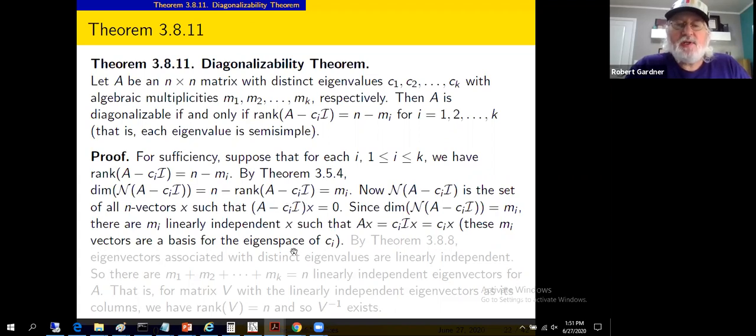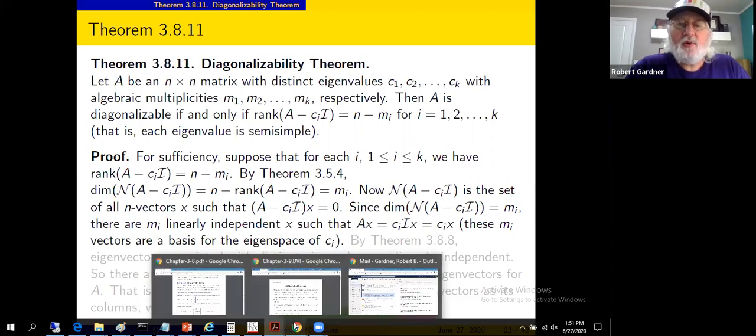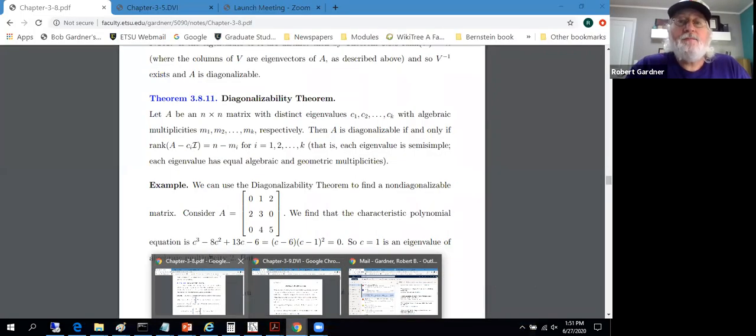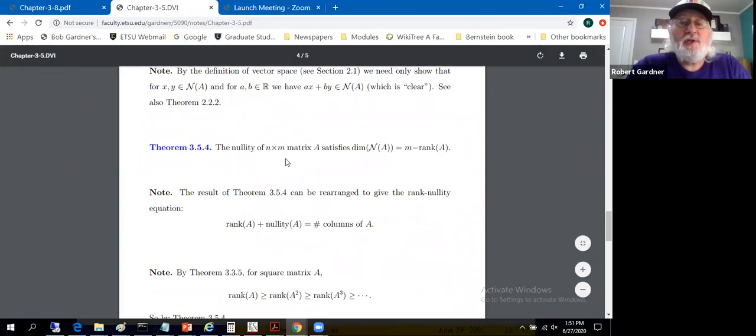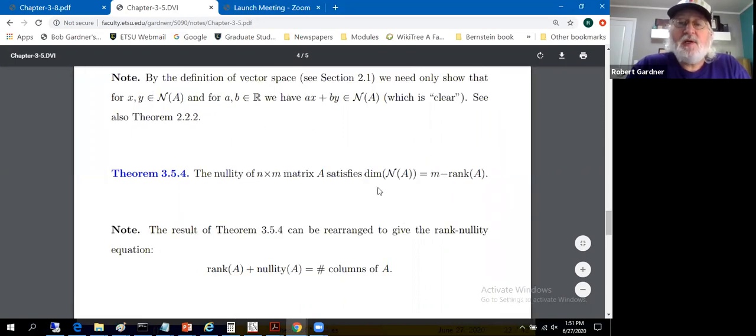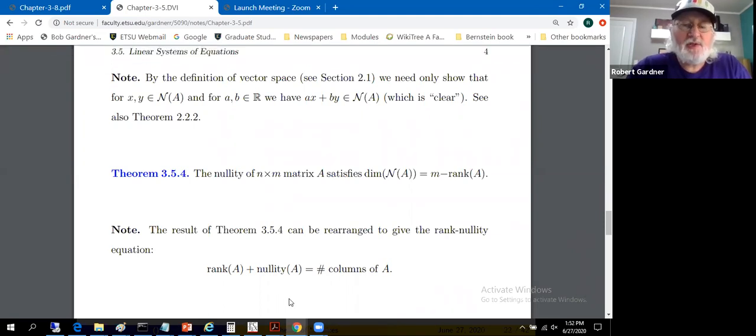And I tell you what, let's take a peek real quick at Theorem 3.5.4. Here we're dealing with a square matrix. The nullity of an n by m matrix A satisfies: the dimension of the null space equals m minus the rank. We have n and m equal in ours, so this is exactly what we're looking at. This led us to talk about the rank-nullity equation. So that's actually what we're dealing with in this statement.